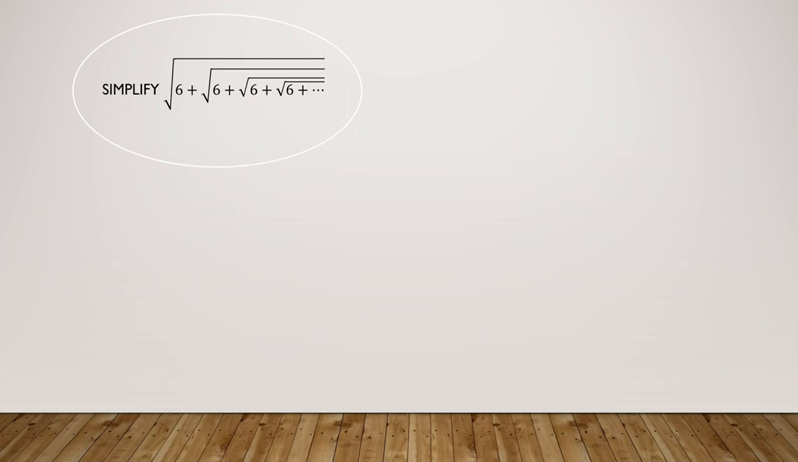When you see "to infinity," it's endless, it talks about an infinite value. Something that you keep doing all over again, that keeps circulating, that keeps revolving, that keeps going without ever ending. So here we have to simplify root 6 plus root 6 plus root 6 plus root 6. I could say plus root 6 plus root 6 to infinity.